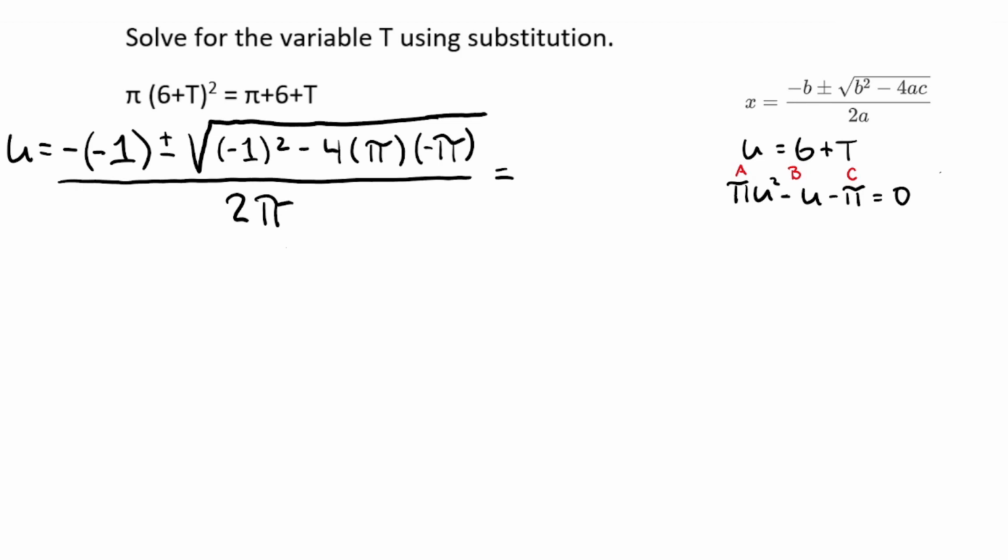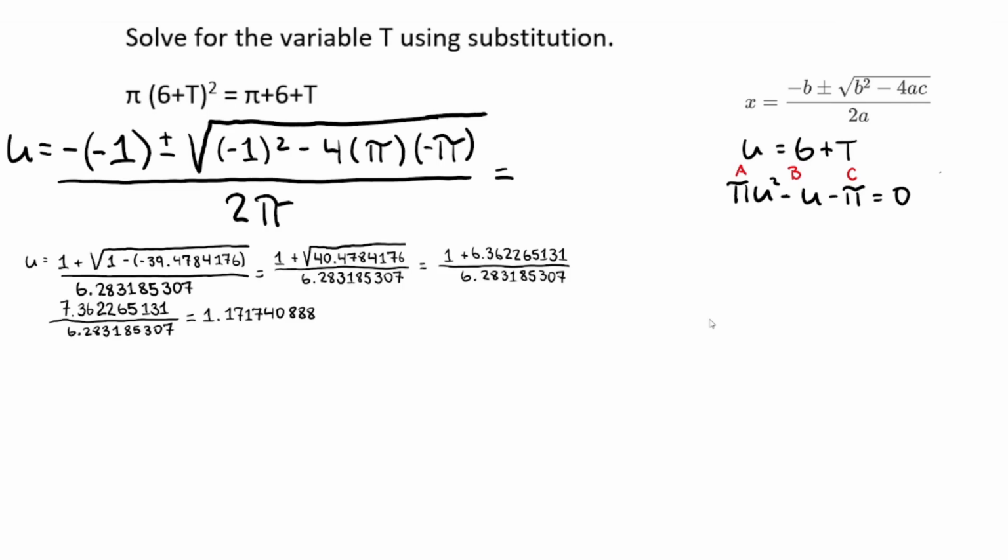So at this point, we have substituted 6 plus t for u, and we have moved all of our coefficients to the left side of the equation, and we have labeled our coefficients. Coefficient A is pi, coefficient B is -1, and coefficient C is -pi. So now we just need to calculate using the quadratic formula to find out what our two solutions are for this equation. Here is 1/2 of the solution.